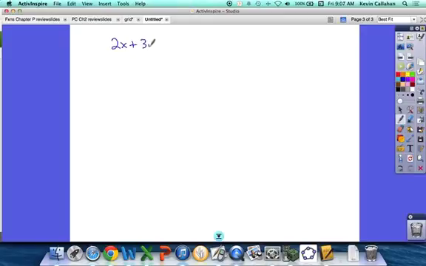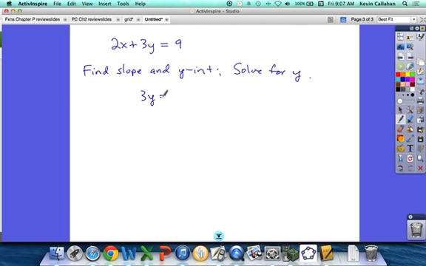2x plus 3y equals 9. Find slope and y-intercept. Solve for y. Subtract the 2x. Divide by 3.